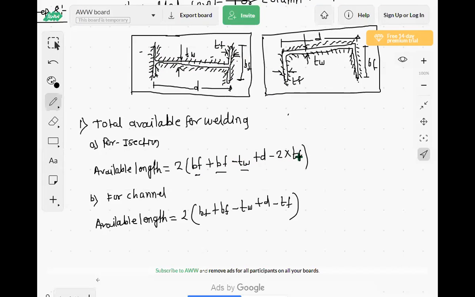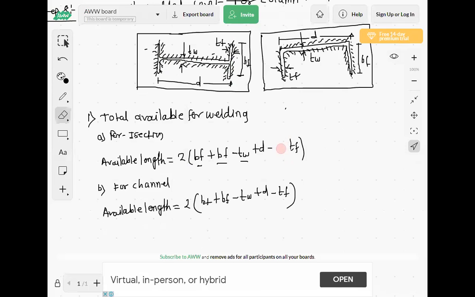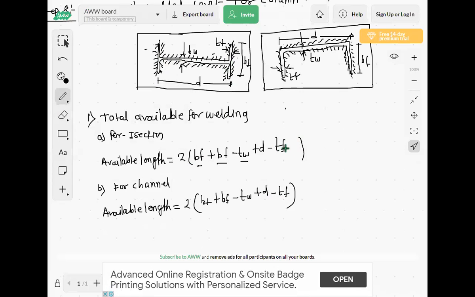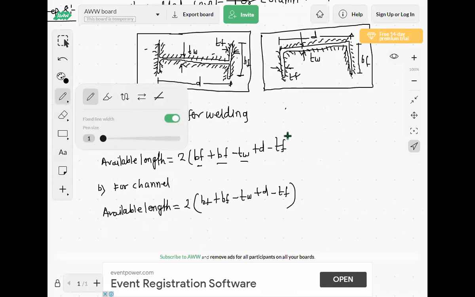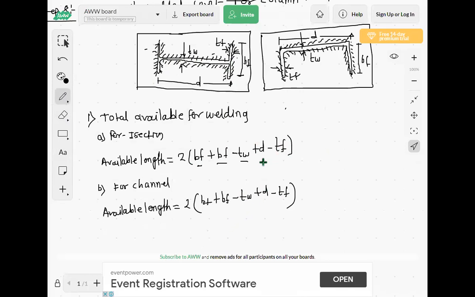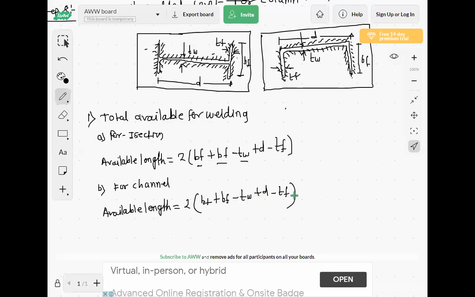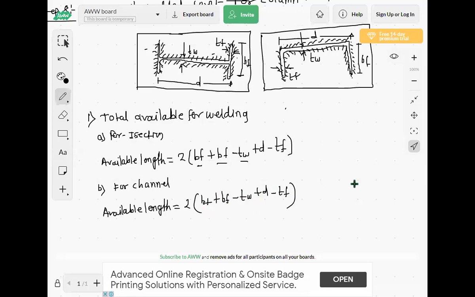Or this will be only 1 TF because 2 is here. So here one thickness of flange we have to minus, and here thickness of flange we have to minus. So if we minus 1, then here 2 will be there. So I think here only 1 TF will be there. Please see, this is only 1 TF. Okay, this is your formula for I section and channel section to calculate the available length. So this is the correct formula. Okay, is this over?